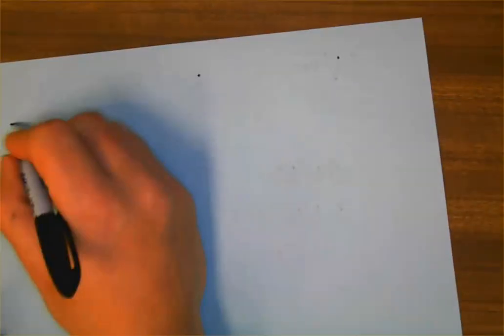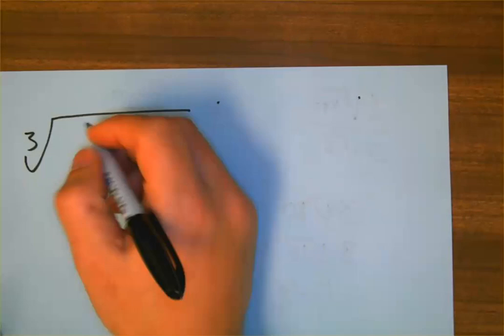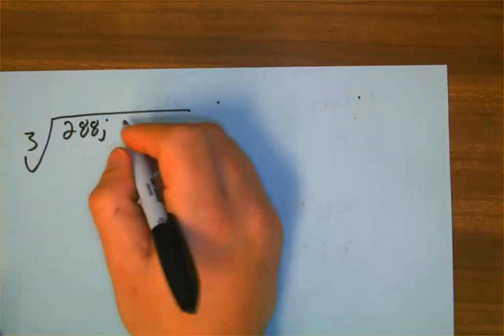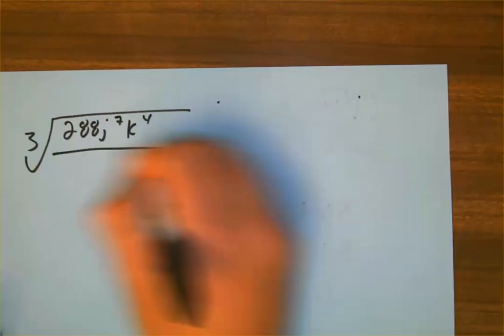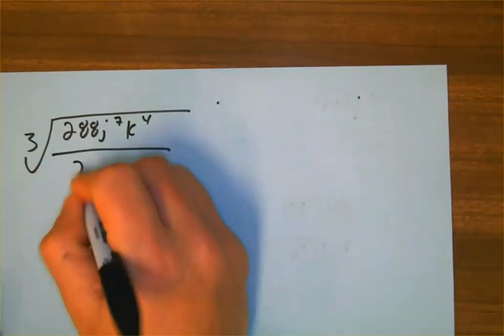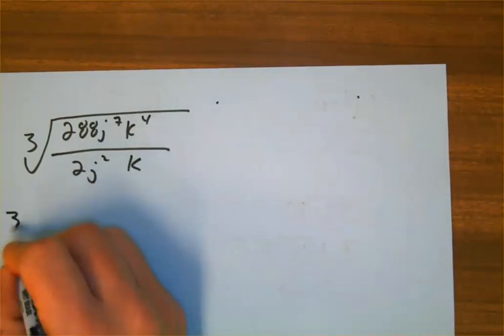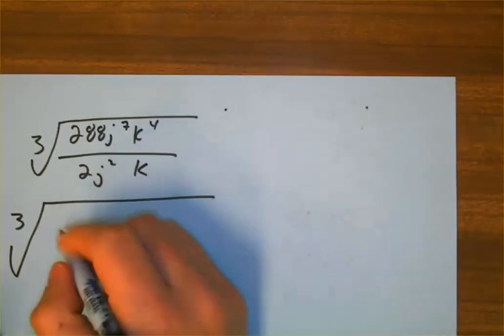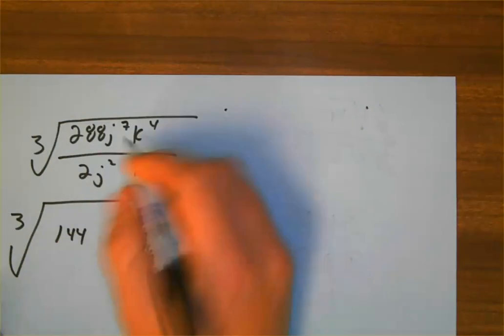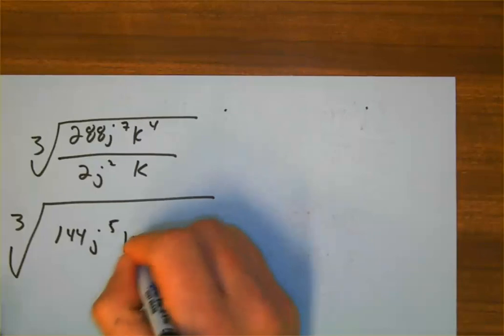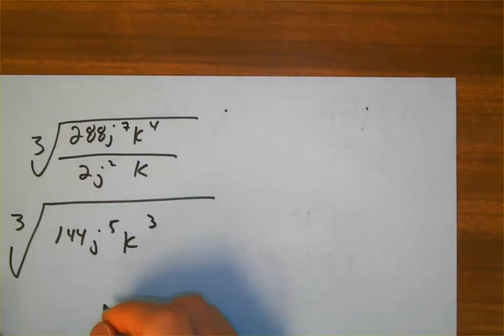Like if I take the cube root of 288 j to the seventh k to the fourth over 2 j squared k. All right, first off, I'm going to do inside the cube root. 288 over 2 is 144. 7 and 2, I take those away, so that's going to be j to the fifth and k cubed. Now, do I know the cube root of 144? No, there's not a cube root, but I know my perfect cubes.